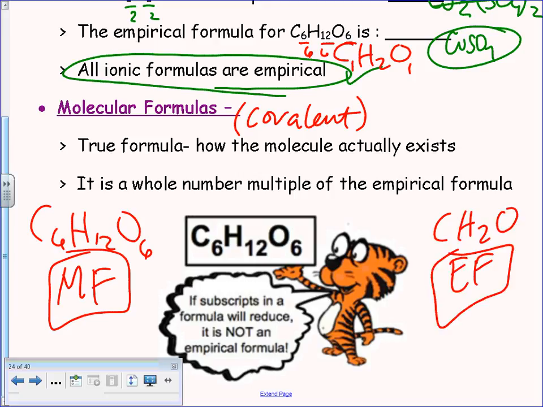What is the multiplier on all of these subscripts to get back to that? 6. So an empirical formula can just be multiplied. I'm going to put a subscript of 6 out here. That 6 applies to everything within. So that multiplier gets me back to the molecular formula. Just like we divided up there, I just multiplied here.